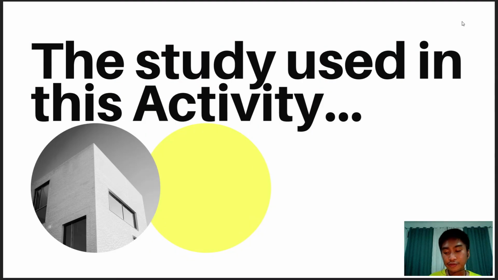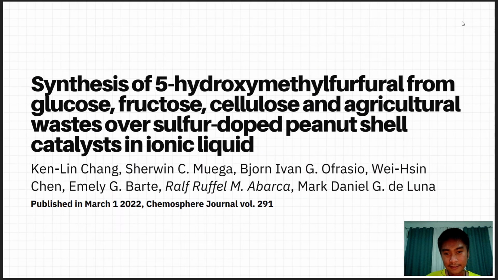The study used in this activity is the synthesis of 5-hydroxymethylfurfural from glucose, fructose, cellulose, and agricultural wastes over sulfur-doped peanut shell catalysts and ionic liquid. This study is authored by Chang, Muega, Ofracio, Chen, Barte, Abarca, and De Luna. It was published on March 1 of 2022 in the journal Chemosphere, in its 291st volume.